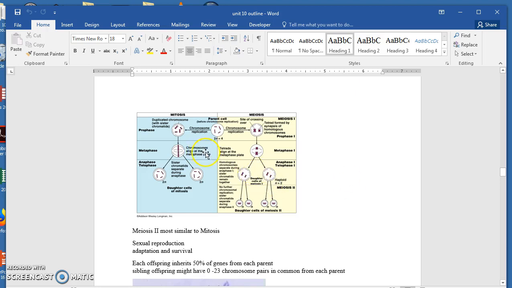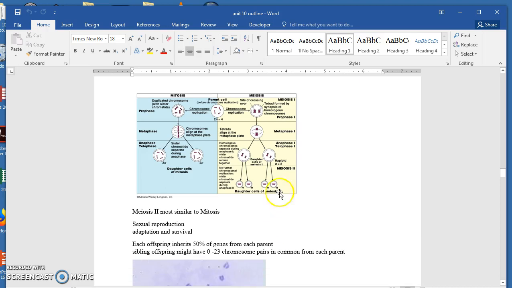This is a comparison from the text of mitosis to meiosis. And I probably have already mentioned that meiosis II is most similar to mitosis. The chromosome number is staying the same, just an increase in the number of cells. The big difference is that in meiosis II, you're starting with N number of chromosomes and ending with N number of chromosomes, whereas in mitosis, you're dealing with 2N cells. So this is preparation for sexual reproduction.